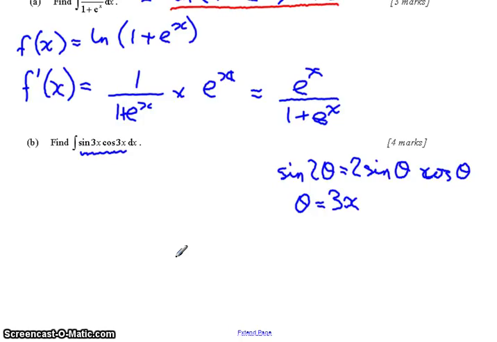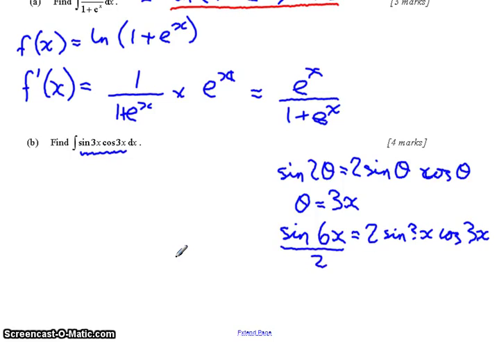Well, that means sine 2 theta becomes sine 6x equals 2 sine 3x cos 3x. Oh dear, my whiteboard is not very good today. Cos 3x. There we go. But we don't want 2 lots of this, we only want 1, so we half it like so.